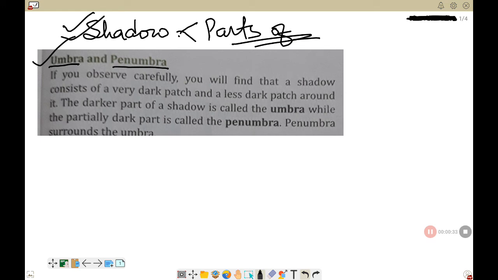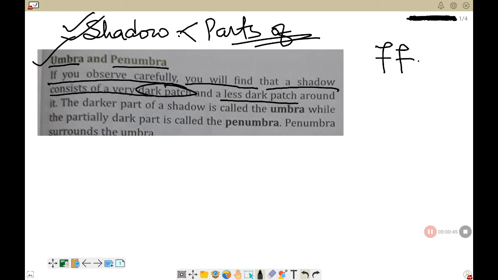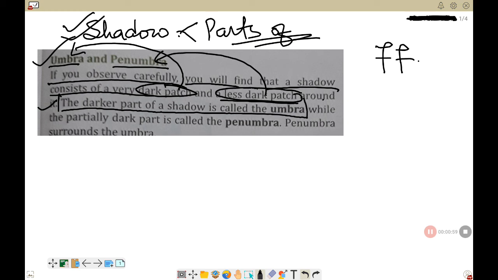So you can underline these. It's on your page number 77. If you observe carefully, you will find that a shadow consists of a very dark patch and a less dark patch around it. Understand? So the darker part is called the umbra, the less dark part is called the penumbra. Underline from here, the darker part of a shadow is called umbra, while from here you underline, the partially dark part is called the penumbra.